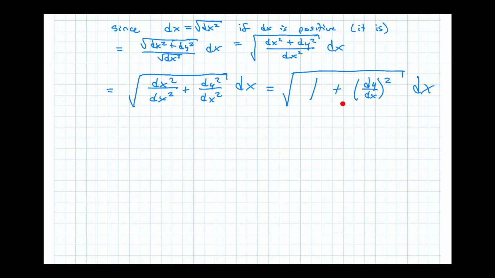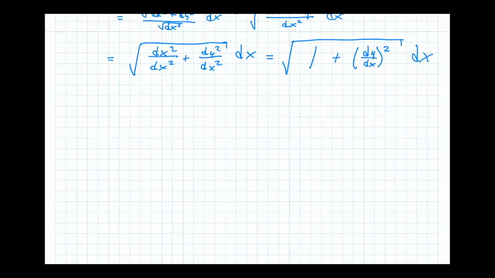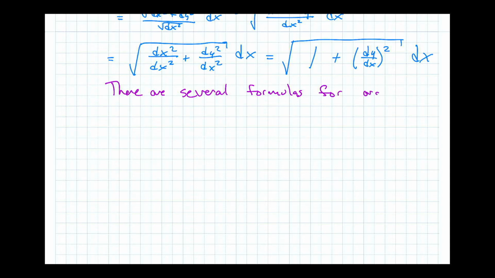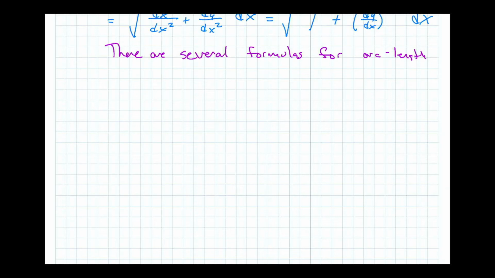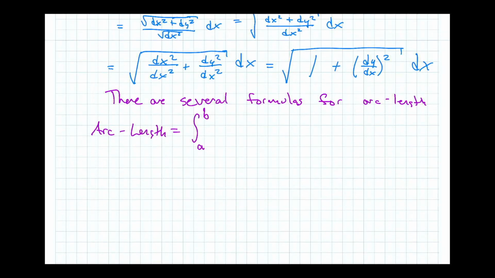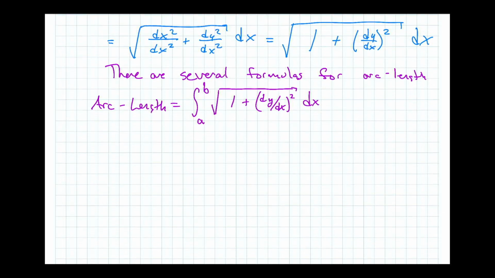The reason I did this one is because our formulas for arc length are easy to see here. There are several formulas for arc length, so here are some of them. Arc length is going to be an integral from a to b of this thing that we just calculated, the square root of 1 plus (dy/dx) squared, dx. That's the one you're going to use most often.